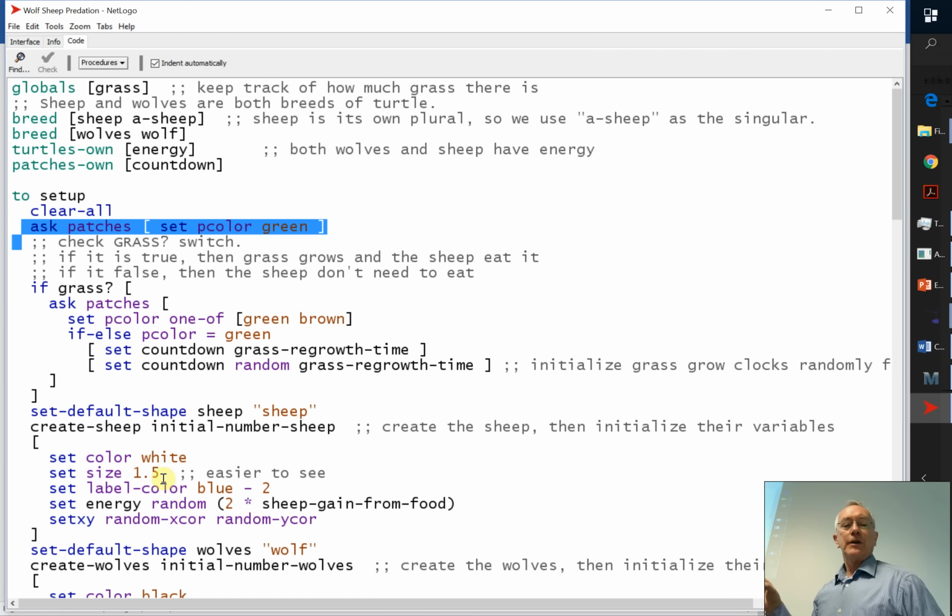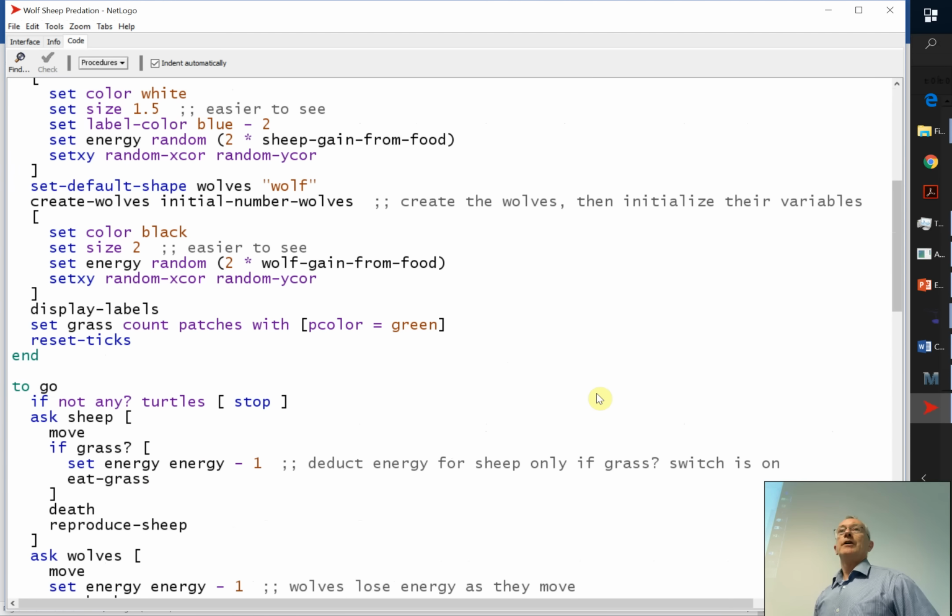And then you set their colour to white, their size, you label them, give them a random amount of energy and a random location somewhere inside that old set of patches, and then tell them to move about and try to find grass and eat the grass. And if they've got plenty of energy and there are two sheep that end up on the same patch, then they can reproduce, and then they all move from that patch, etc., etc.